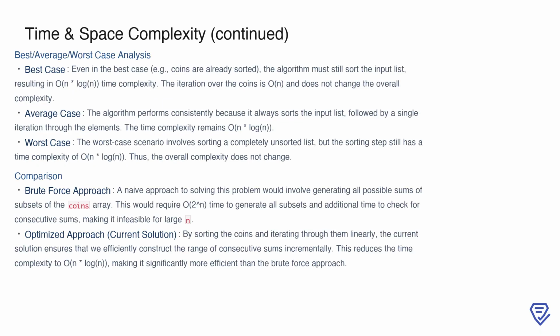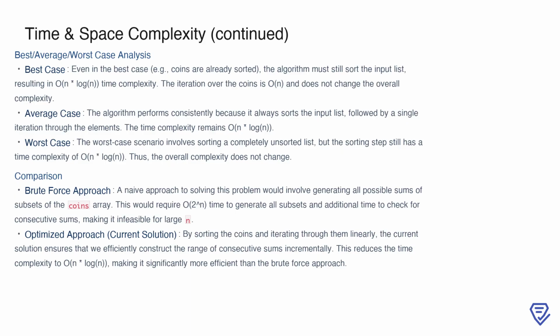Let's delve into the best, average, and worst-case scenarios for this algorithm. In the best case, if the coins are already sorted, the algorithm still needs to sort the array as part of its process, resulting in n log n time complexity. The subsequent iteration step remains n, so the overall complexity does not change. Similarly, in the average case, the algorithm consistently sorts the input and iterates through it, maintaining a time complexity of n log n. Even in the worst case, where the input coins are completely unsorted, the sorting step determines the overall complexity, which remains n log n.